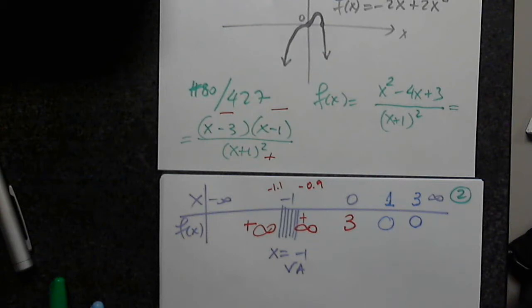Finally, I want the end behavior in the horizontal asymptote. How do I find the horizontal asymptote for type 1? Leading coefficient over the leading coefficient. What is the leading coefficient of the top? What is the leading coefficient for the bottom? What is 1 over 1? 1. So what is the horizontal asymptote? 1.